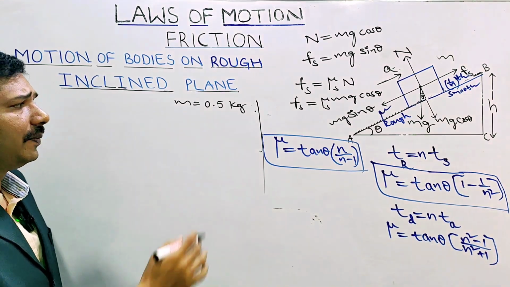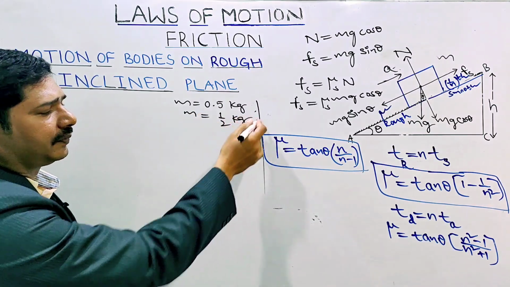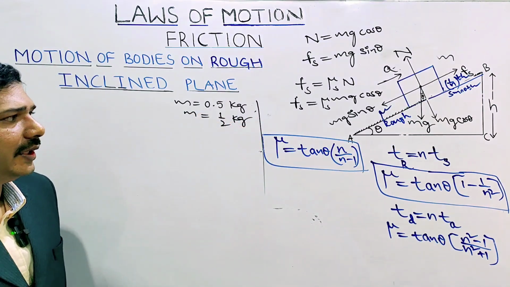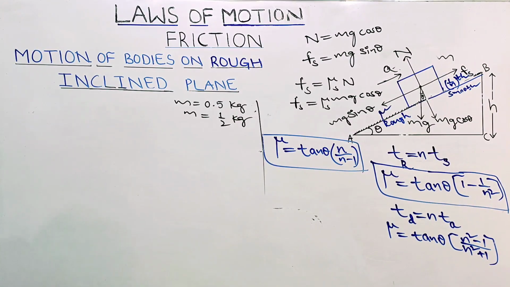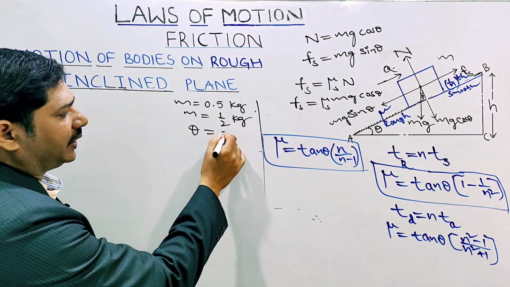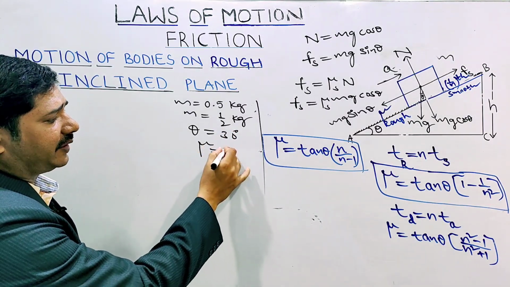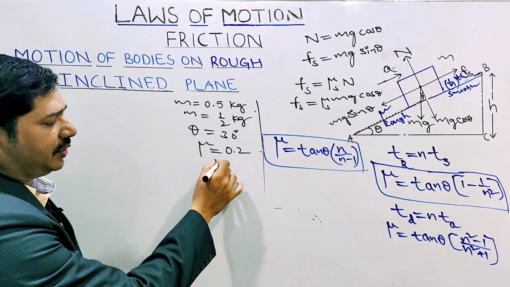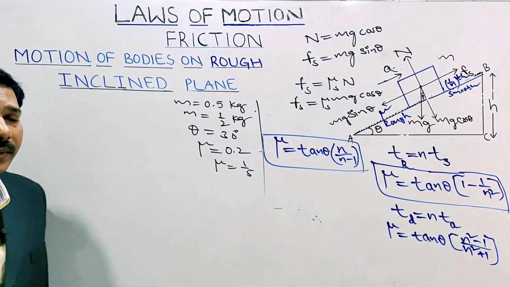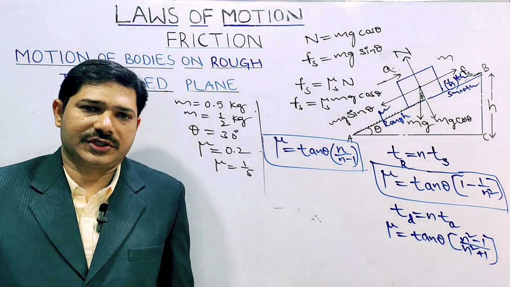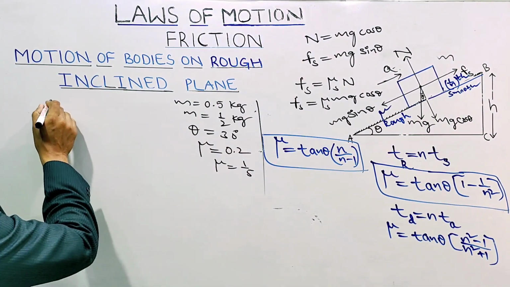So here 0.5 means we can note down 1 by 2 kilogram. Okay, so like that the angle of inclination is given. How much? Angle of inclination is 30 degrees. Theta value 30 degrees given, and coefficient of friction also given. How much given? 0.2 is given. 0.2 means 1 by 5 also we can write for easy calculation purpose. So we can write first. Okay, so body sliding down on rough inclined plane.